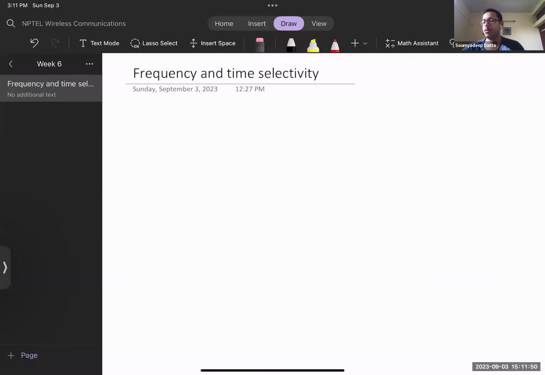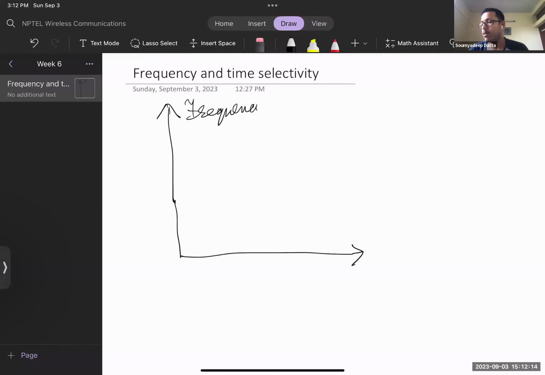Fine. So, let us understand the key concept or the key topic here. There are two axes along which the channel can vary, right? So this is a typical diagram that you can draw. There is a frequency axis and there is a time axis, right?